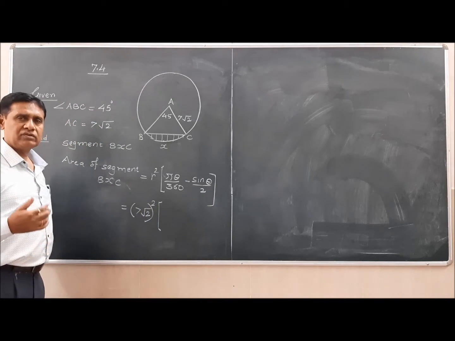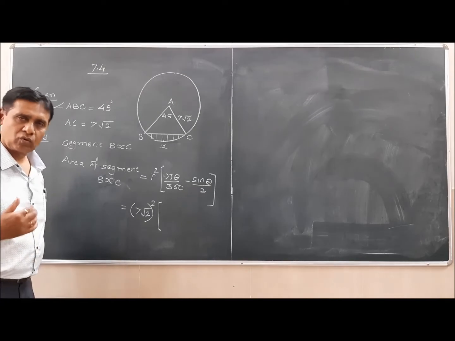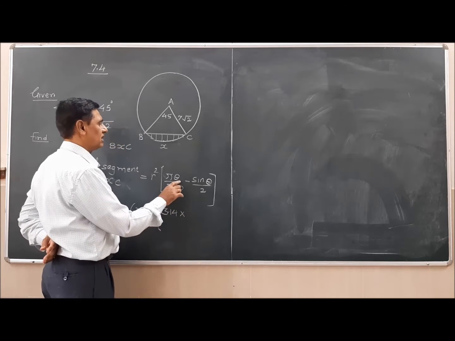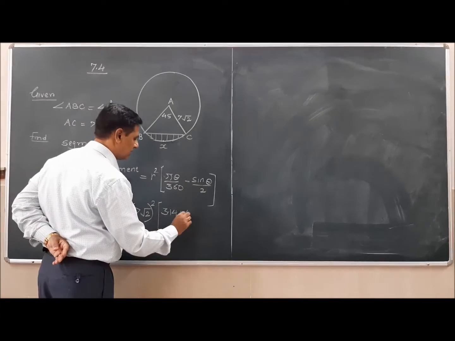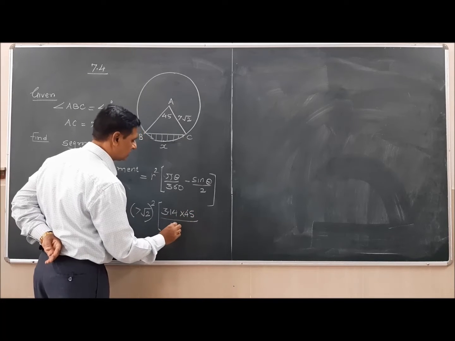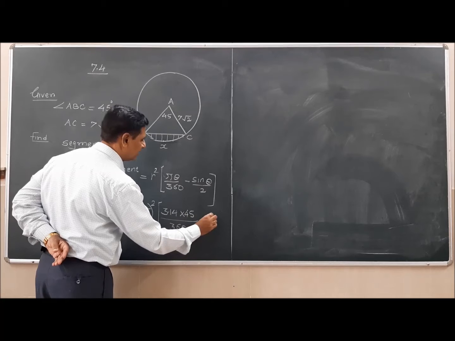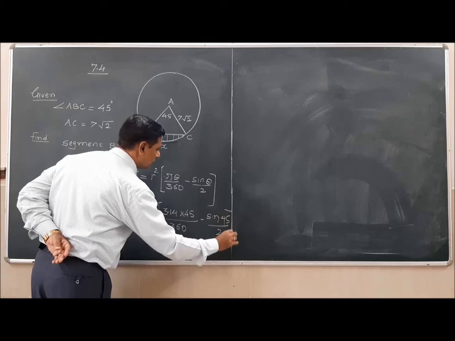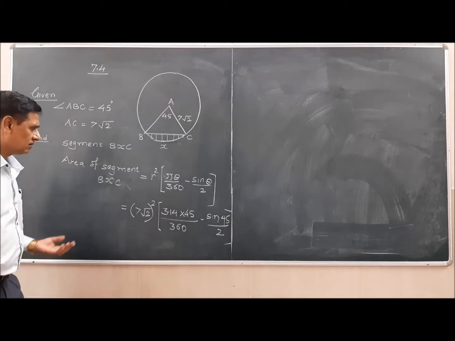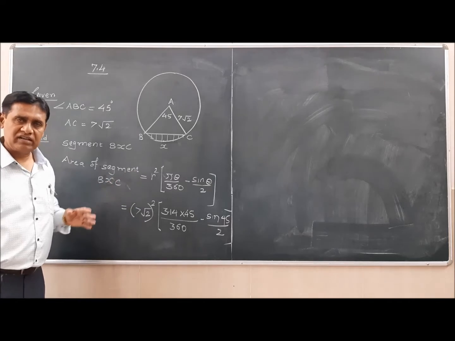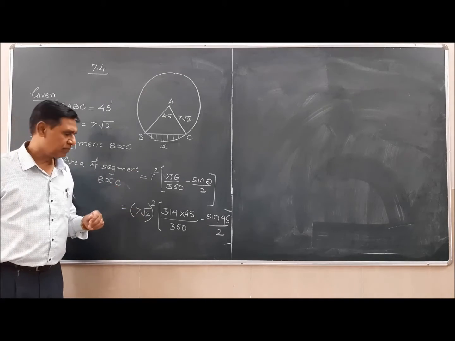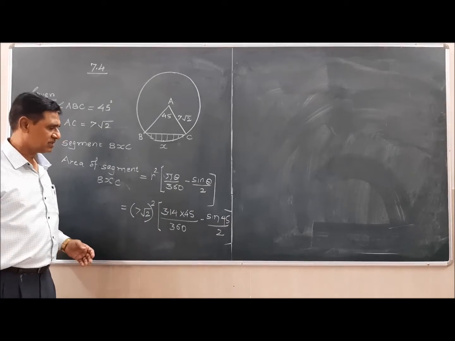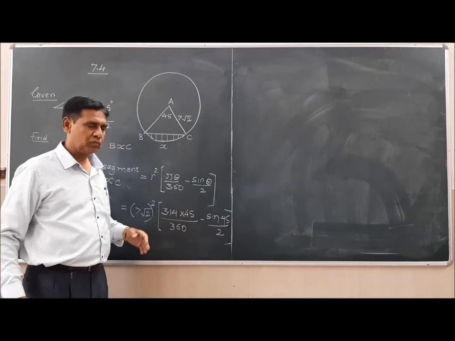In all these sums, we have to use the value of pi as 3.14 only. So the value of pi is 3.14 multiplied by theta. Theta is the central angle. So I write here 45 upon 360 minus sin 45 upon 2. Try to understand again. I substitute here the value of radius, which is 7√2 the whole square, is equal to pi. The value of pi is 3.14 into 45 upon 360 minus sin 45 upon 2.